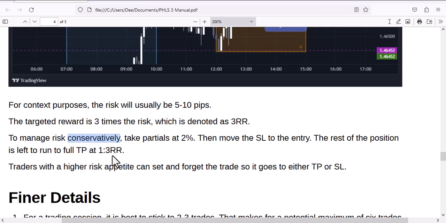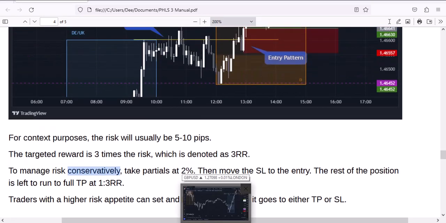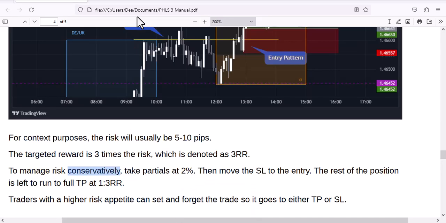Aggressively, you might just leave it. So either TP or SL, you just let it go. So traders with a higher risk appetite can set and forget the trade. So it goes to either TP or SL. Simple. All right. So let me go to the charts and then we see what goes on there too.